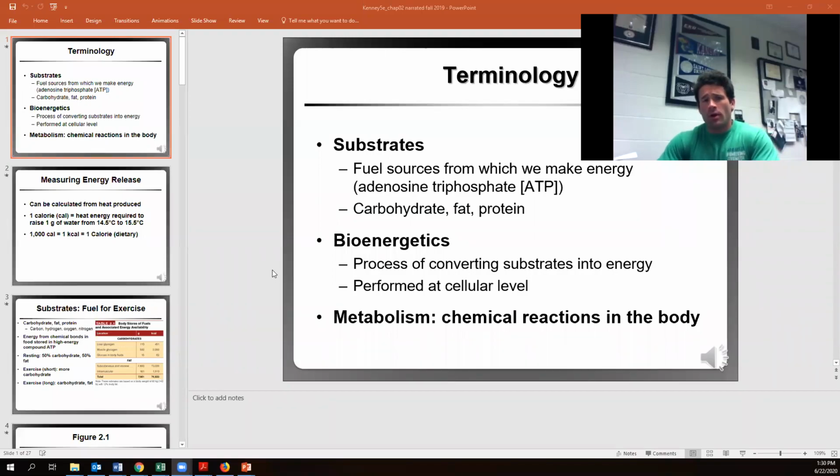Howdy folks, today we're going to go ahead and talk through some information when it comes to bioenergetics. This is chapter 2. So first thing we have is substrates. That's what we're going to use to make whatever energy source we're going to be utilizing for that exercise.